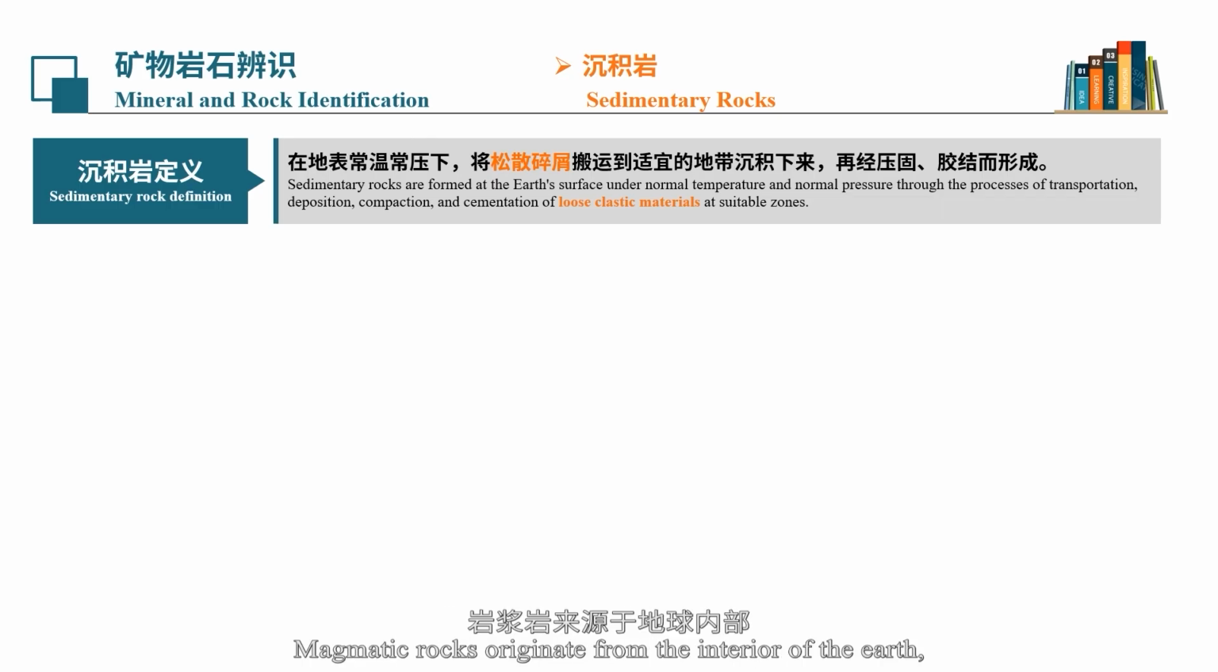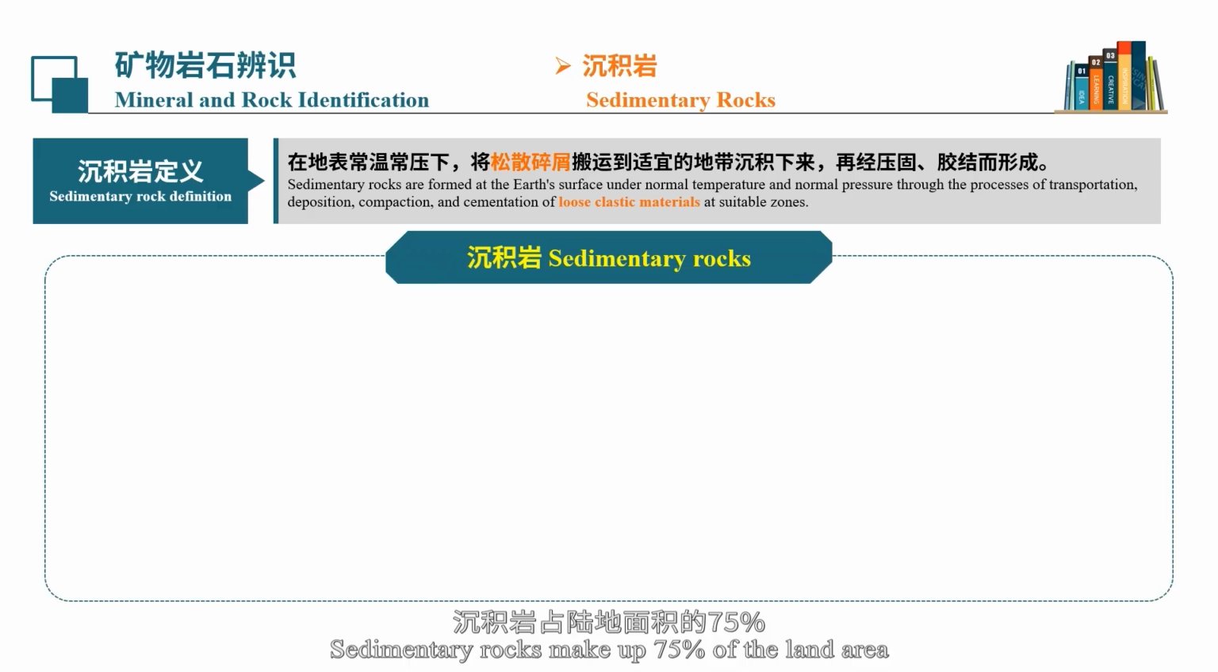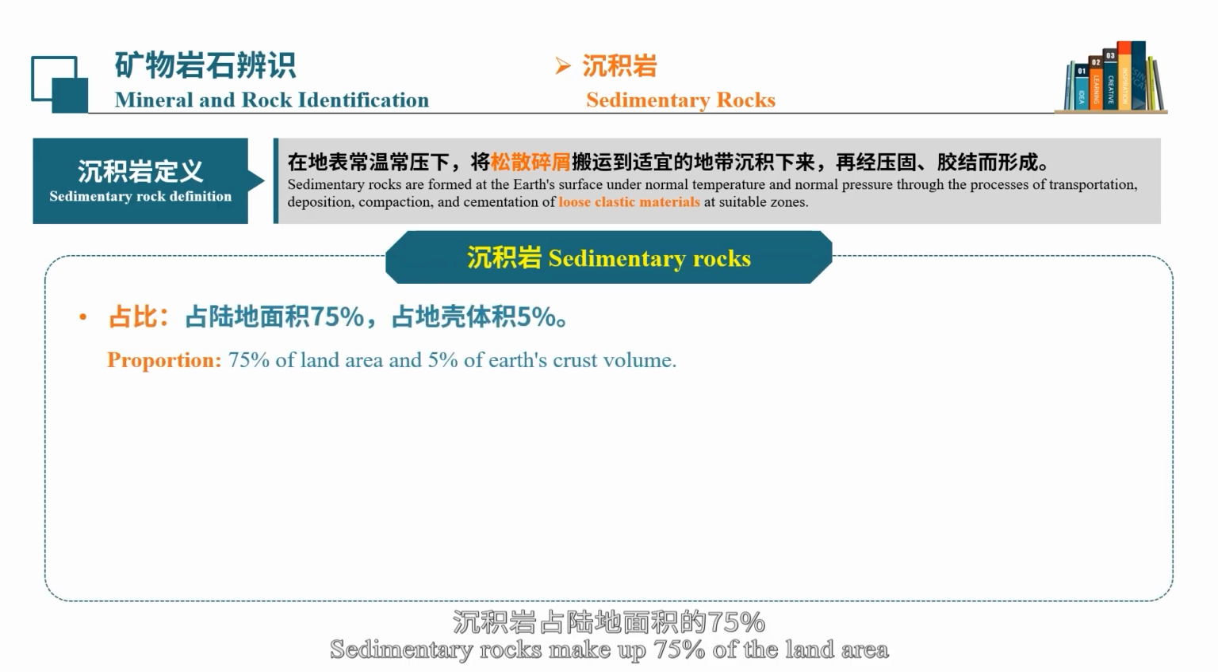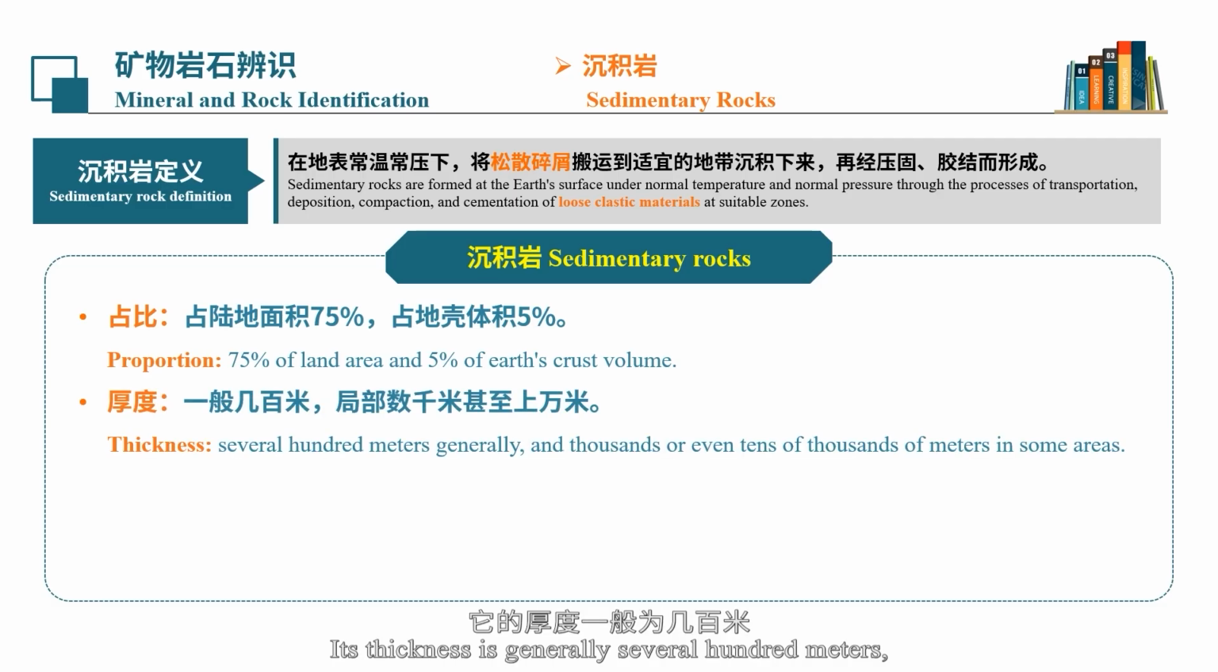Magmatic rocks originate from the interior of the Earth and are the result of dynamic forces within the Earth, while sedimentary rocks originate from the Earth's surface and are the result of extraterrestrial dynamic geological processes. Sedimentary rocks make up 75% of the land area, but only 5% of the volume of the Earth's crust. Their thickness is generally several hundred meters. In some areas, it can be thousands or even tens of thousands of meters.